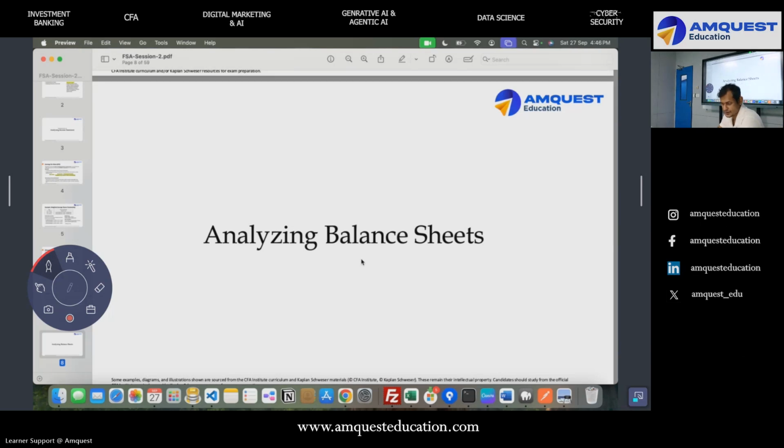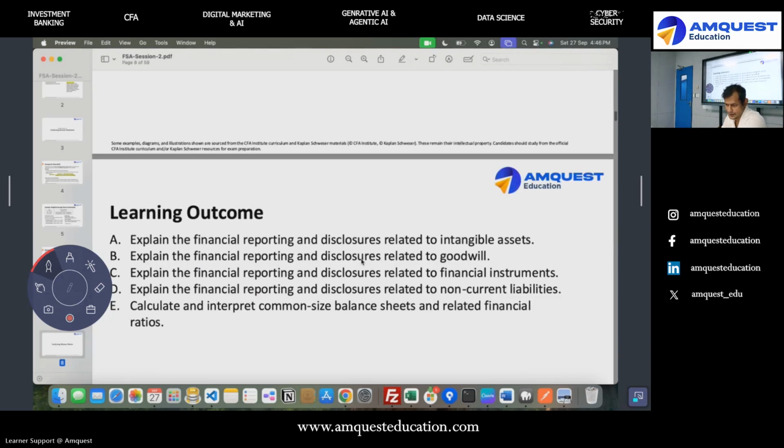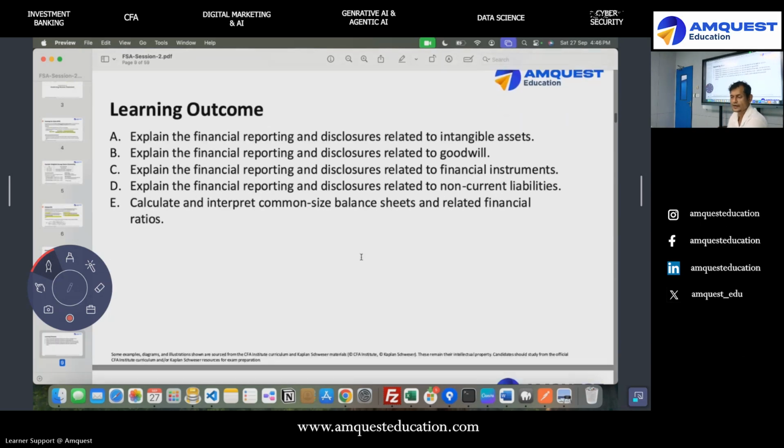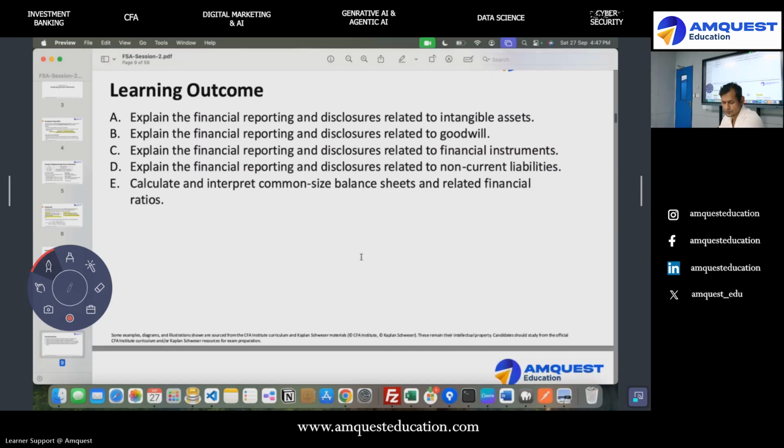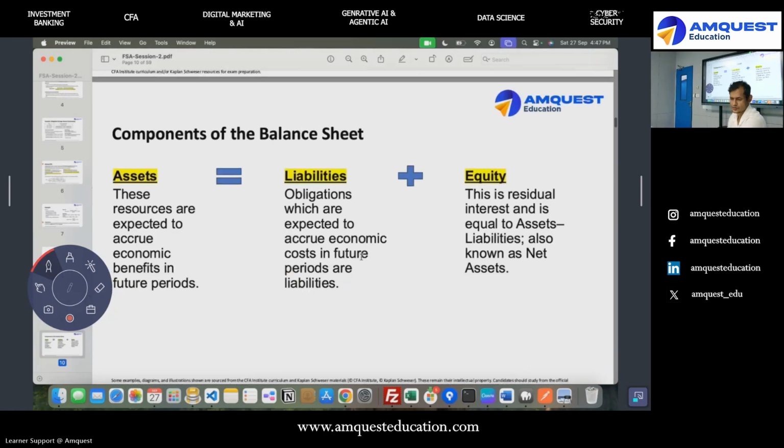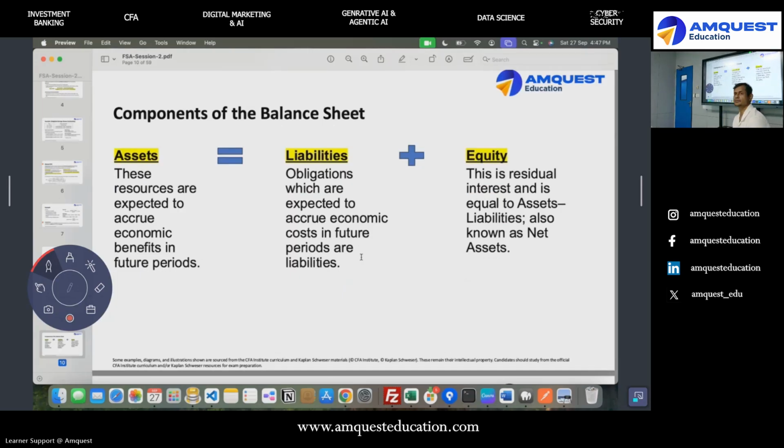Okay, let's analyze the balance sheet. So what we'll now do in this part of the learning is study certain important elements of the balance sheet, and we'll study how to record and account for them in the balance sheet. Before we start, what is the balance sheet comprising of? Assets, liability, equity. And you also know assets equals liabilities plus equity.